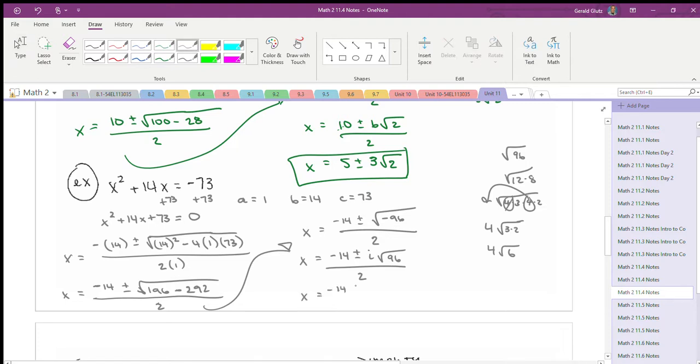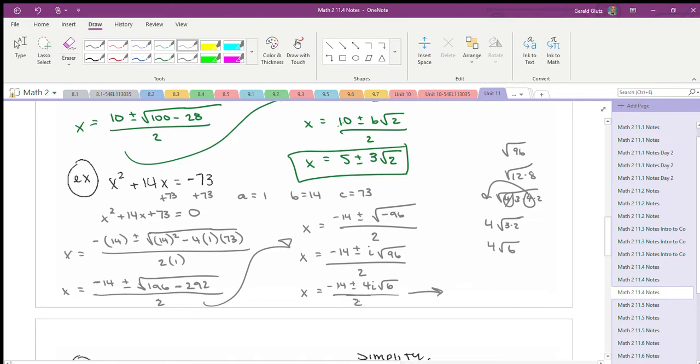So I have x equals negative 14 plus or minus 4i times the square root of 6, all divided by 2. So after I break down the square root, next thing I check for is, can this denominator go into both of these two numbers? Yes, it can. So I'm going to divide everything by the denominator, by 2.